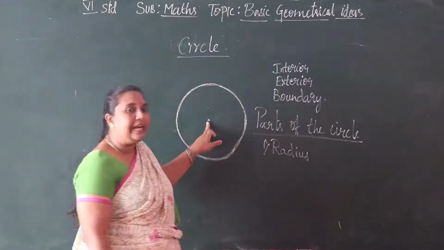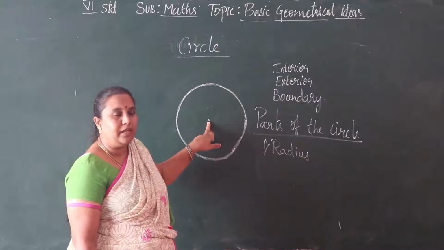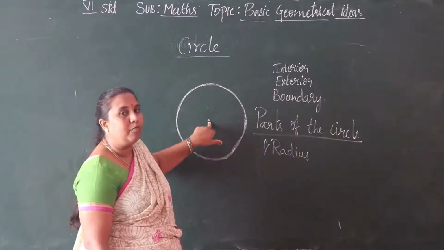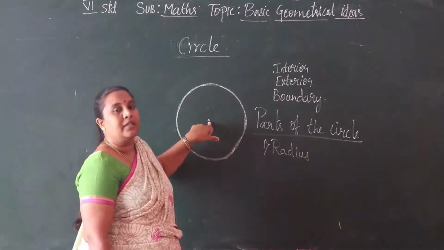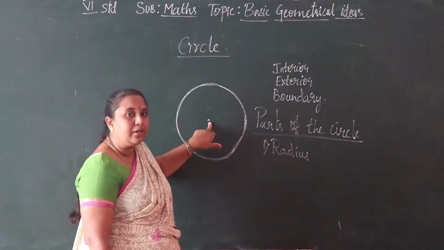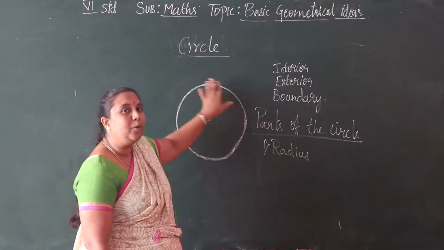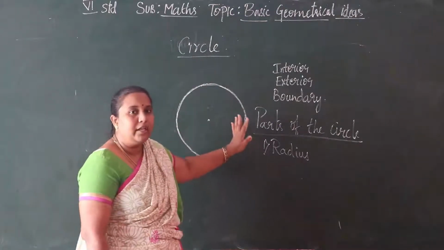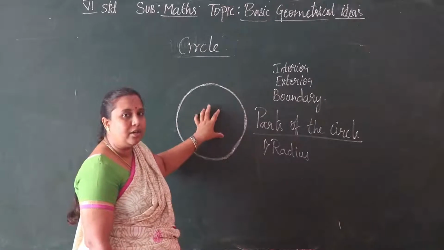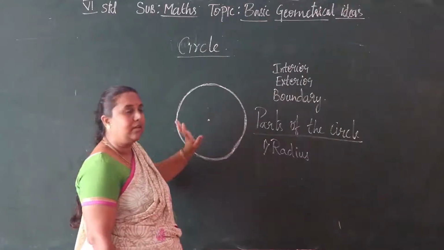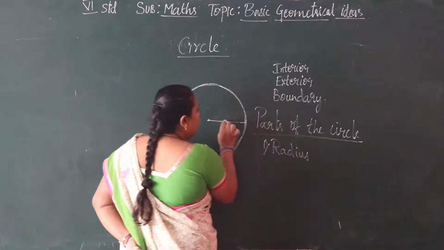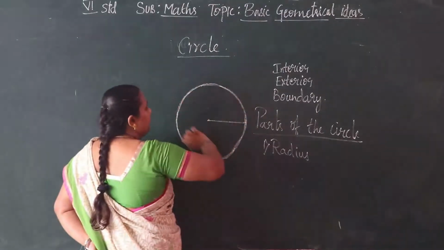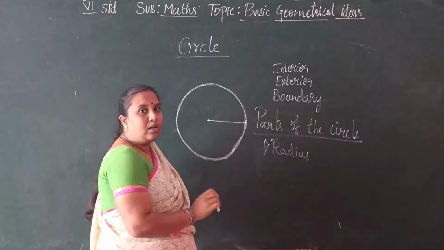Okay, so what is radius? The distance between the center and any point on the boundary of the circle. The distance between the center of the circle and any point on the boundary of the circle, from here to here. So this is equal in all the places.